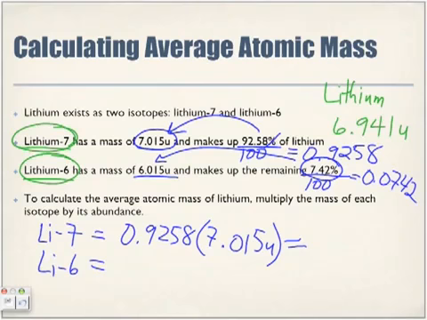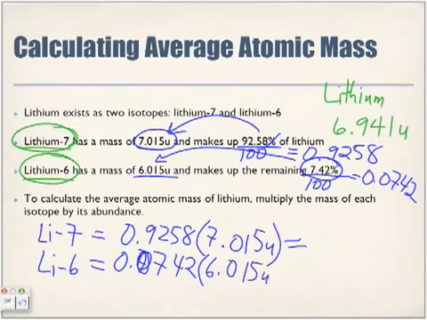So we get 0.0742 times 6.015. Okay? So all we're doing is we're trying to find a percentage of a number. What's that number? The atomic mass of that isotope. We want to find 92.58% of this atomic mass. We want to find 7.42% of this atomic mass. And then we want to combine them. Okay? So what do we get when we multiply?